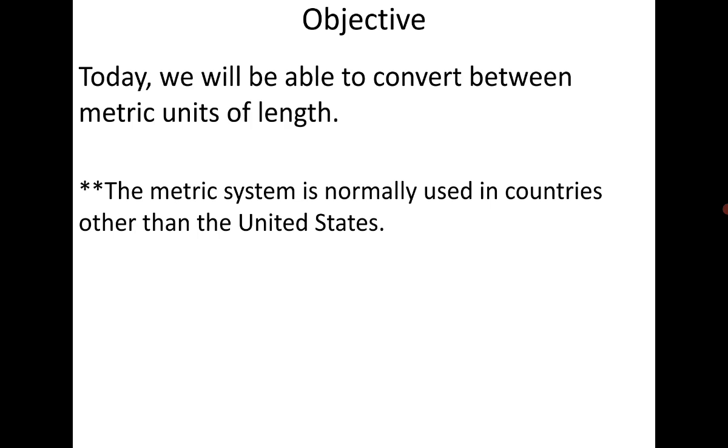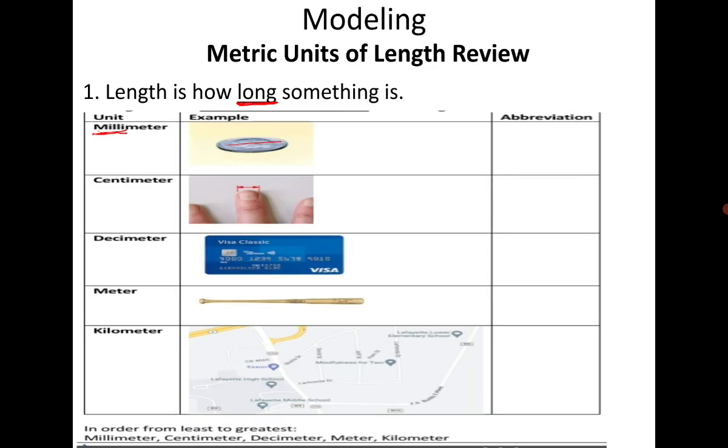Pretty much everywhere else in the world uses the metric system. Almost every other country other than the United States uses the metric system. And so today we're still going to be talking about how long objects are, but we're going to be talking about the metric system, so different units that other places in the world use to measure how long objects are. So remember that length is how long something is. So we're going to talk about the 5 units that are used in the metric system.